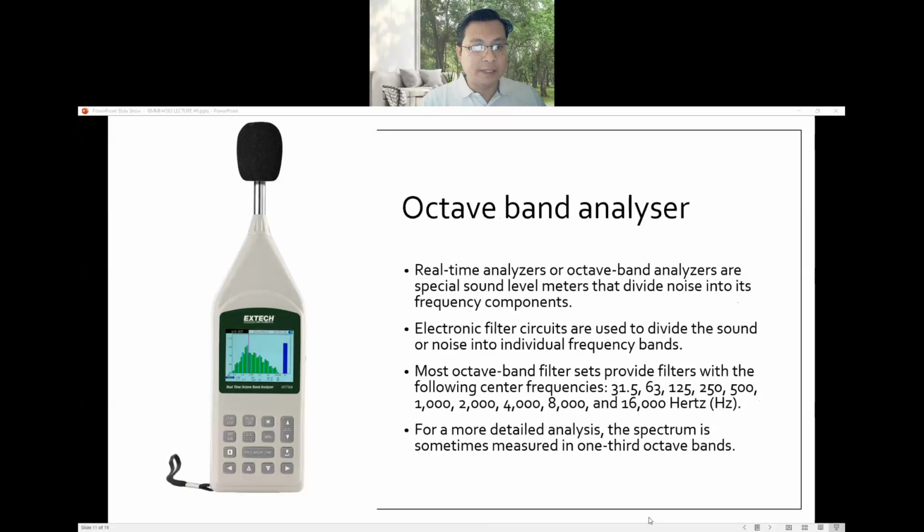For more detailed analysis, the spectrum is sometimes measured in one-third octave bands. So sometimes we can capture by one-third of the octave. Within that one octave, we can separate it into three.